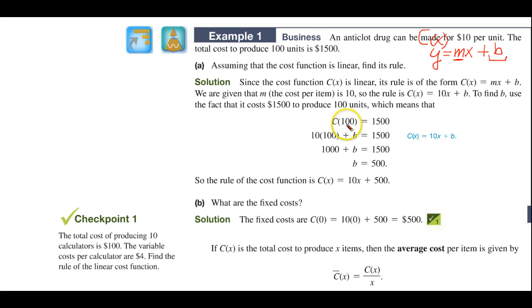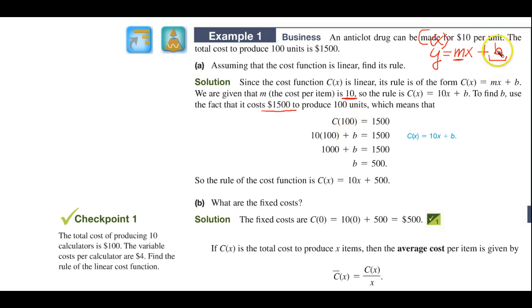So if we know our total cost, we'll get our vocabulary here. We are given that m, the cost per item, which is the slope, is $10. So this is our rule. We're substituting the 10 for the m. Now we know it cost $1,500 to produce 100 units. So there's 100 units, and somehow that will equal our total costs of $1,500.